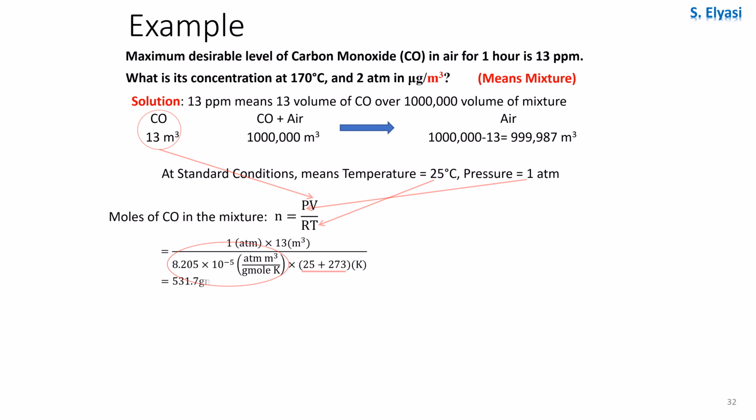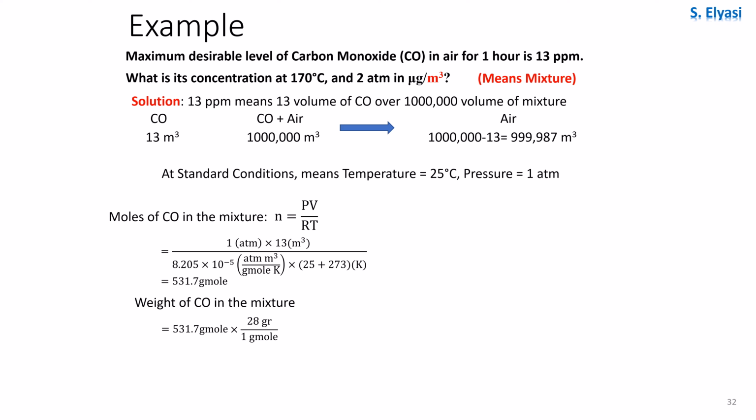The resulting calculation shows 531.7 gram moles of carbon monoxide. The problem also asks for the weight of carbon monoxide in the mixture. By using the molecular weight of CO, 28 grams per mole, as CO consists of carbon 12 and oxygen 16, and converting from grams to micrograms, the total mass of CO in micrograms turns out to be approximately 1.489 by 10 to the power of 10.